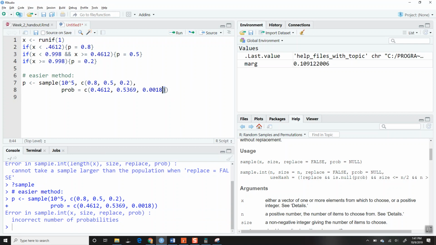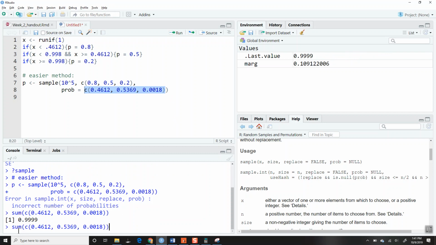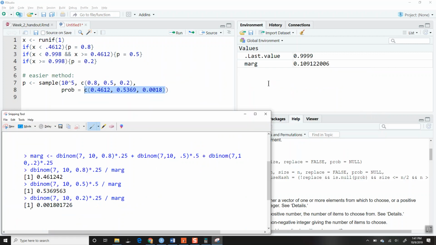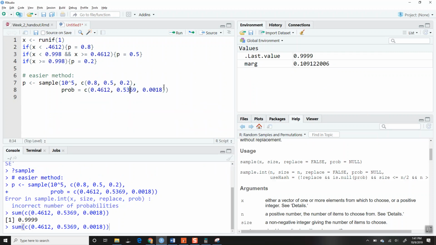Darn it. What is the sum of this? All right, we've got to fudge some numbers here then. Which one is the one that I should fudge? All right, we're going to round this one up, it should be rounded up to 0.47 anyway.